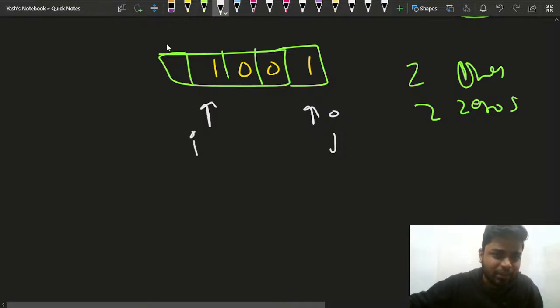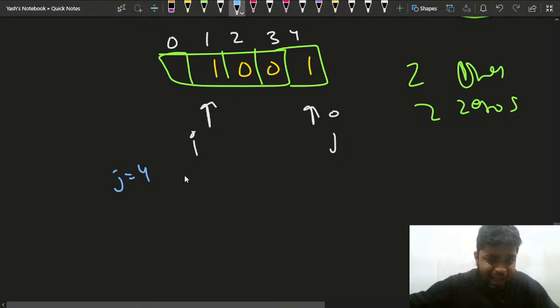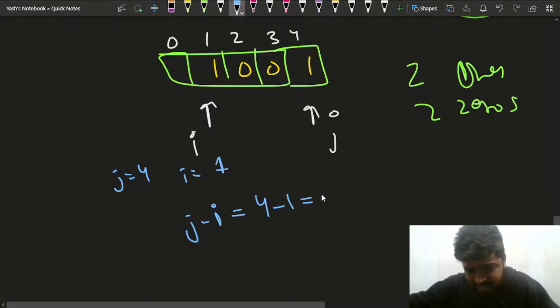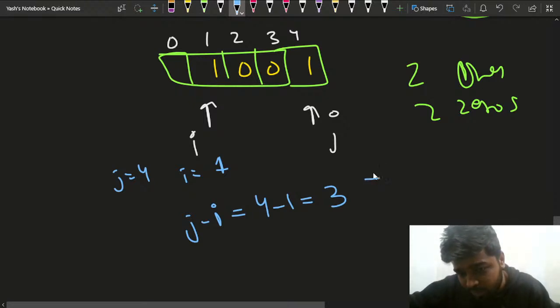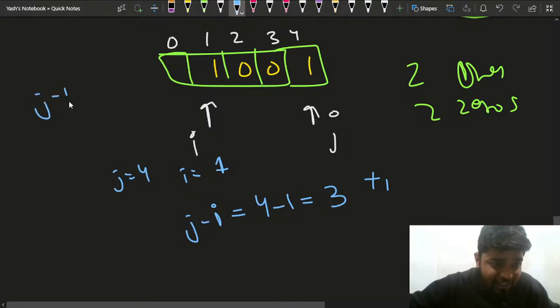Let's do the indexing part. This will be index 0, this would be index 1, 2, 3 and 4. So if j is equal to 4, I would be equal to 1. If I do j minus I, I get 4 minus 1, that is 3. But actually there are 4 elements. The length here is 4 and not 3. So that's why I'll do a plus 1. So I'll do j minus I plus 1.